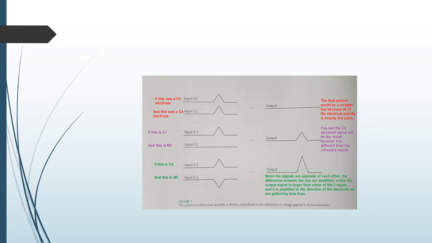Okay, so the output of the signal is going to be whatever is different between the exploring electrode and the referential electrode. Anything that's the same will be rejected, and anything that is different is going to be amplified. Let's go on to our next slide.